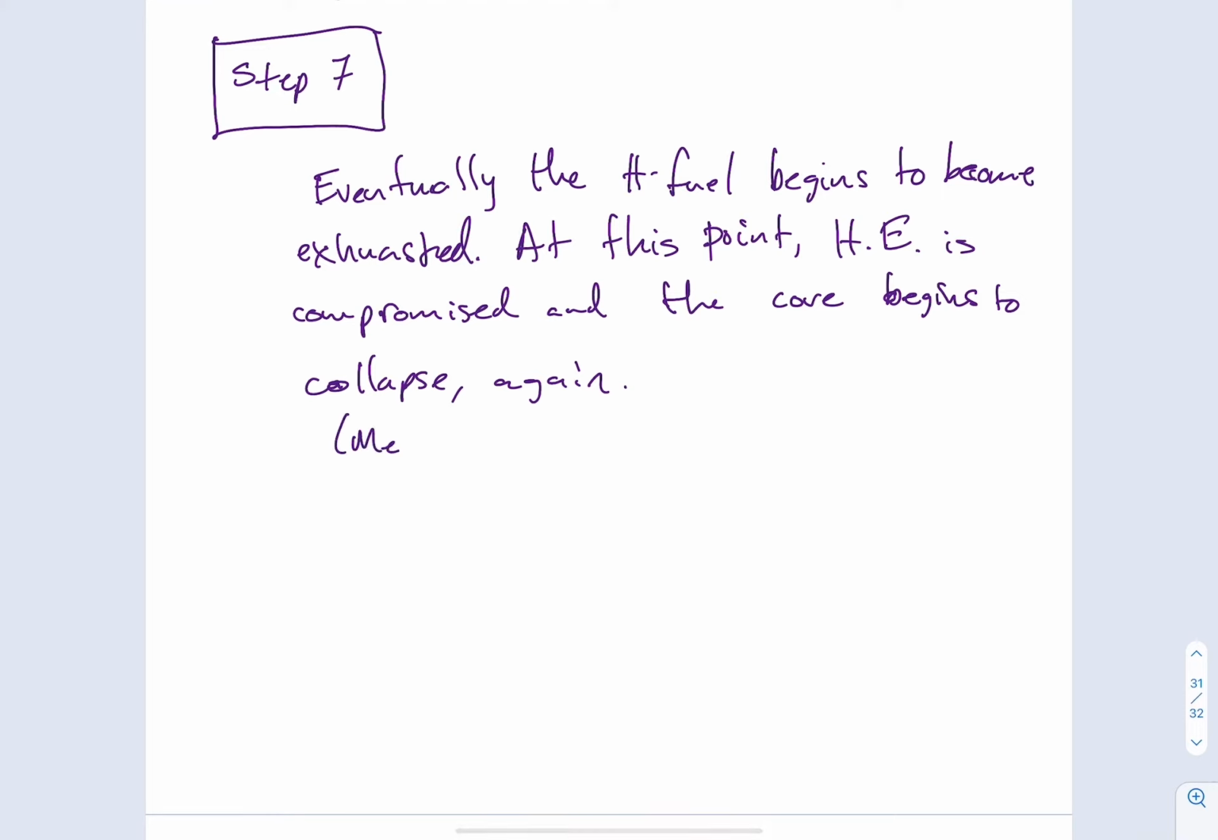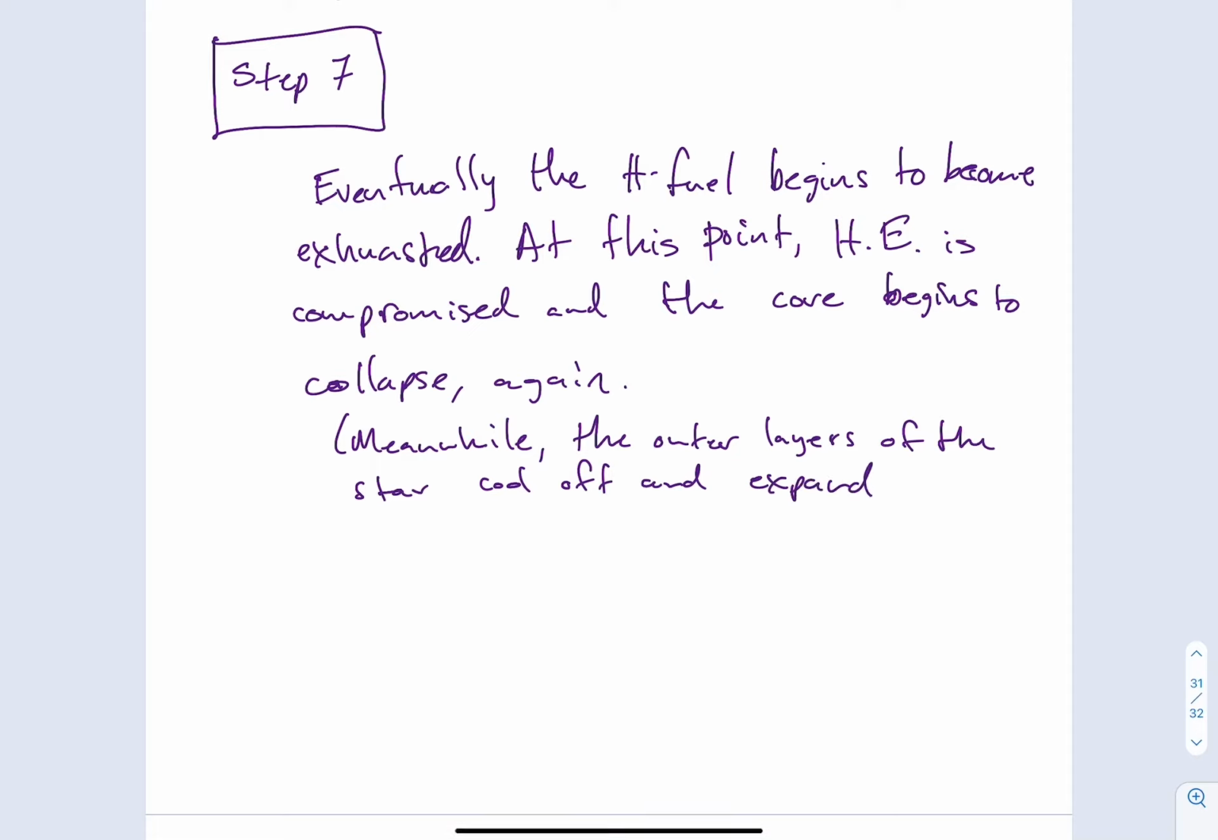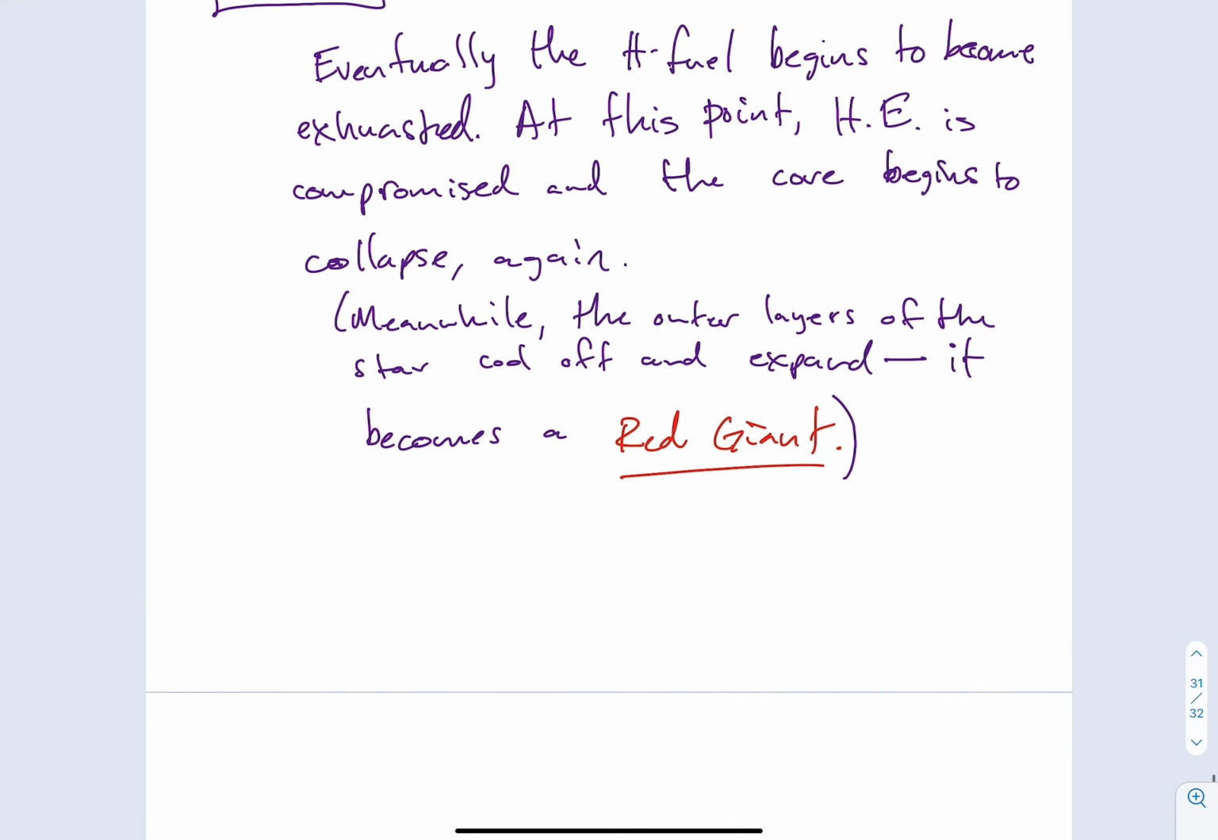We want to note, meanwhile, the outer layers of the star cool off and expand, so it becomes a red giant. When our sun becomes a red giant, we think some of the outer layers of the sun will reach to or almost to the surface of Earth. So this could make Earth life a little more uncomfortable.